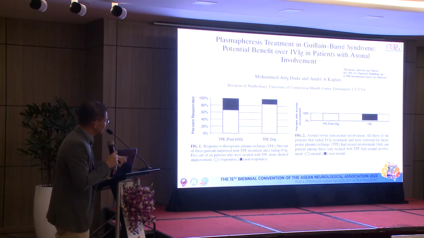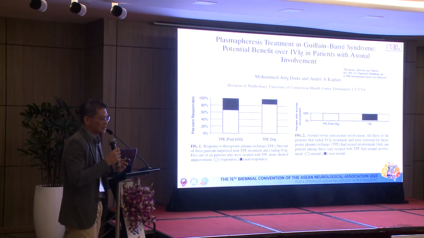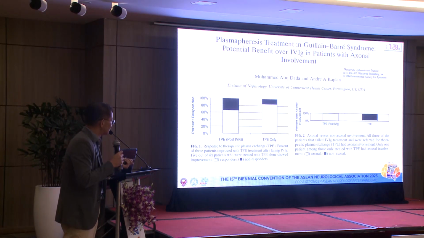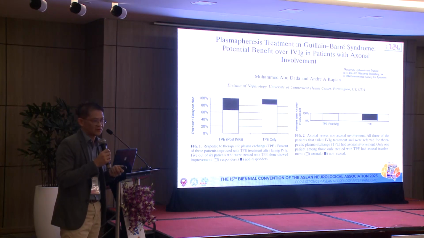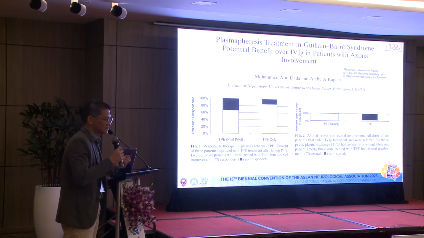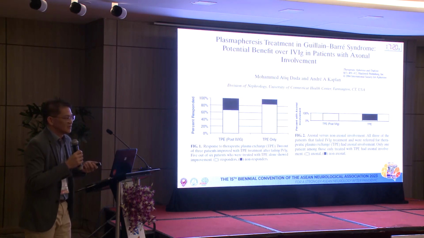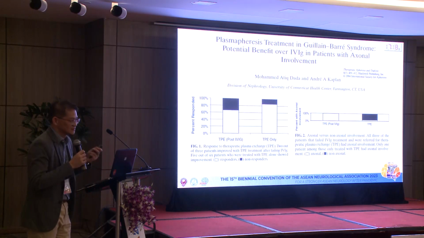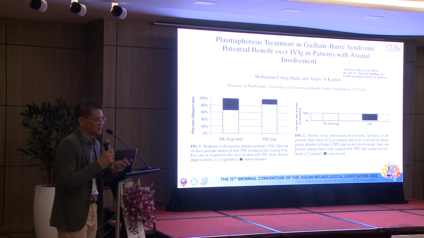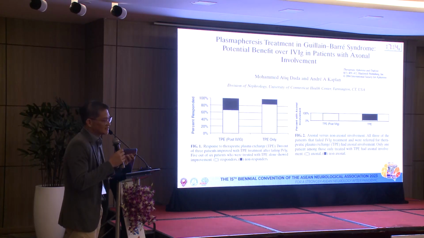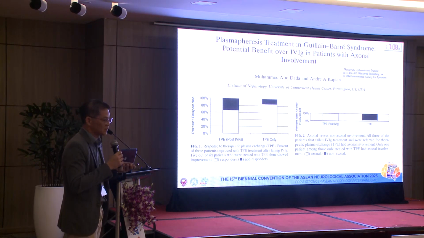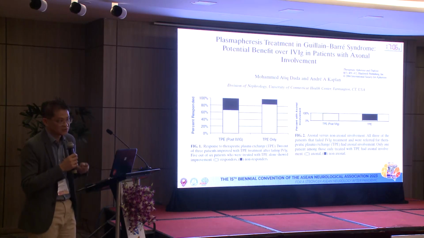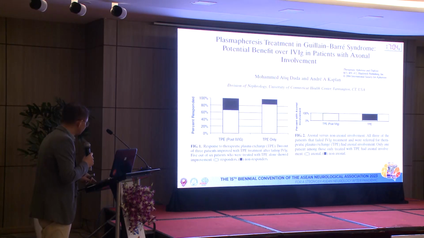And in fact, of those that respond, 3 out of 4 are the axonal form of GBS. Of course, this is a very small study, just about 10 patients, and we can't really take this as a reference. But there are some cases of severe Guillain-Barré syndrome with axonal subtypes where you might want to consider plasma exchange if they do not respond to IVIG.